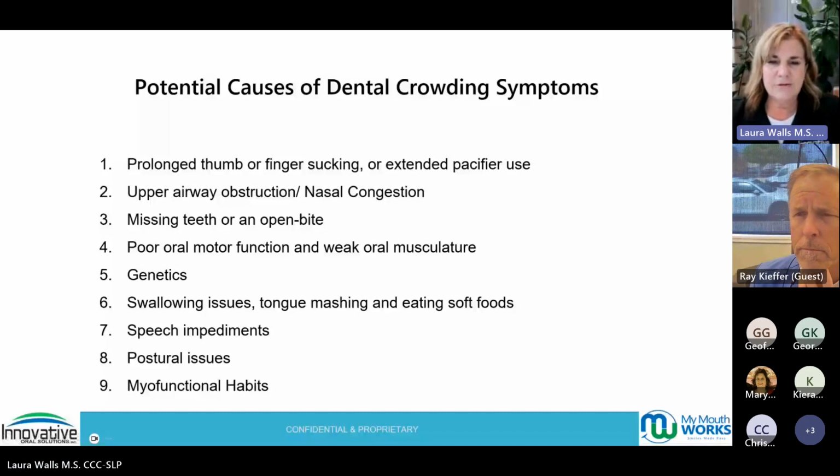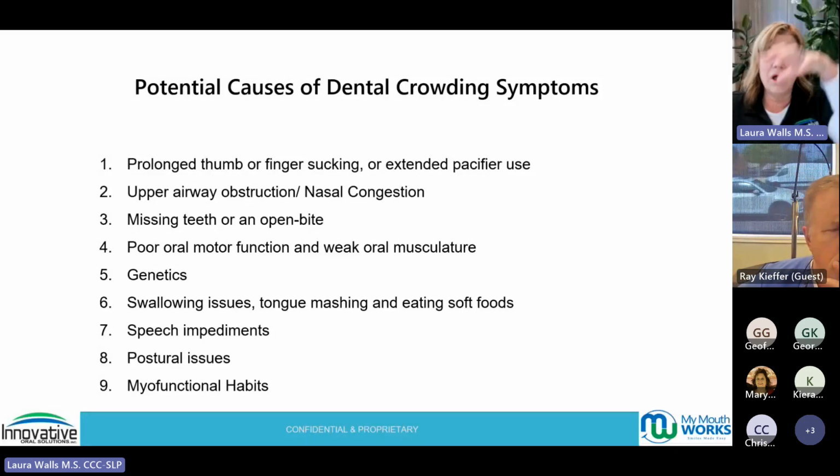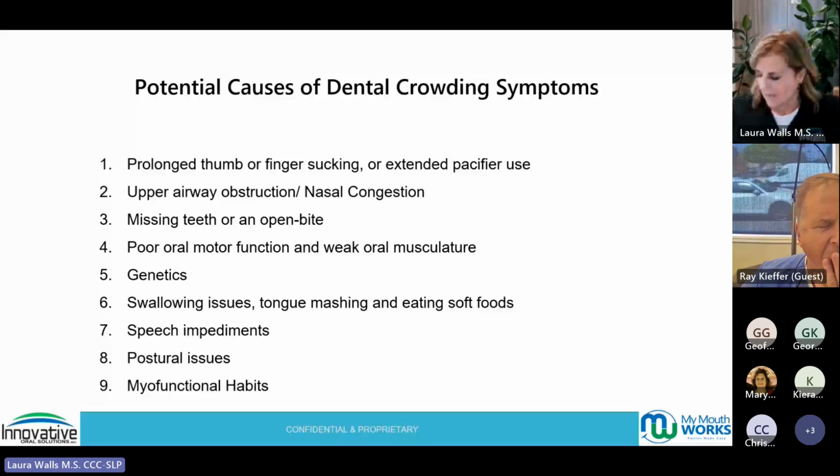If there's missing teeth or an open bite, that's a sign of dental crowding. Poor oral motor function, weak oral musculature, long face syndrome, the big lips, a lower hanging jaw. Genetics play a part in it. Swallowing issues, tongue mashing, eating soft foods we talked about, speech, postural issues, and myofunctional habits. Like, that's a lot of this. And you guys are probably like, okay.